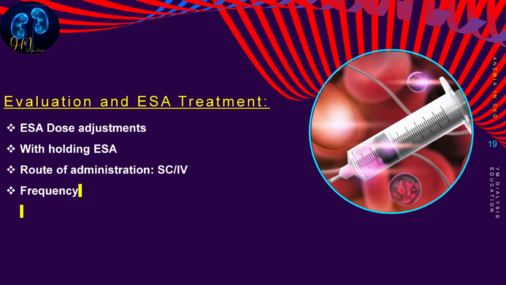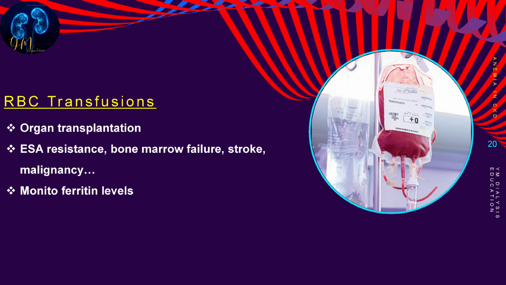Hemoglobin levels should be assessed every month during the initiation of ESA therapy, and monthly for individuals with CKD on maintenance hemodialysis. To avoid allosensitization, RBC transfusions are to be avoided in those individuals who are eligible for organ transplantation. Transfusions may be indicated in those with ESA resistance, bone marrow failure, stroke, malignancy, or other hemoglobinopathies where ESA is not recommended or ineffective.